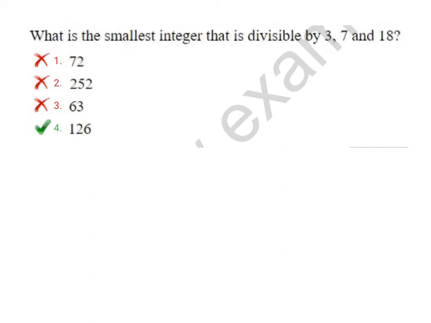Next, what is the smallest integer that is divisible by 3, 7 and 18? So you can say the LCM of 3, 7, 18. Anyway, 3 is common. So 7 and 18 are co-prime. So you can simply multiply 7 and 18. That is 126.